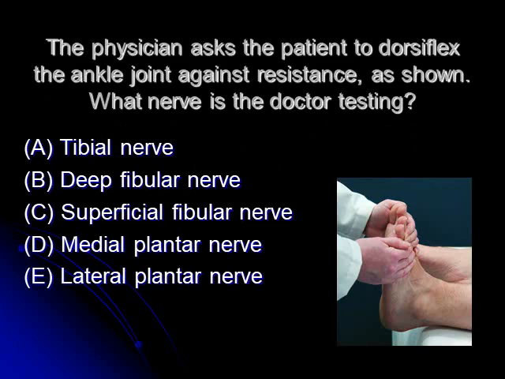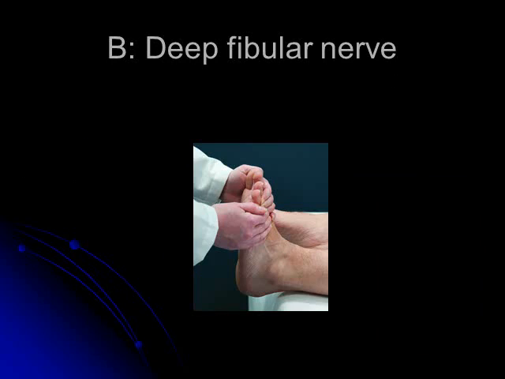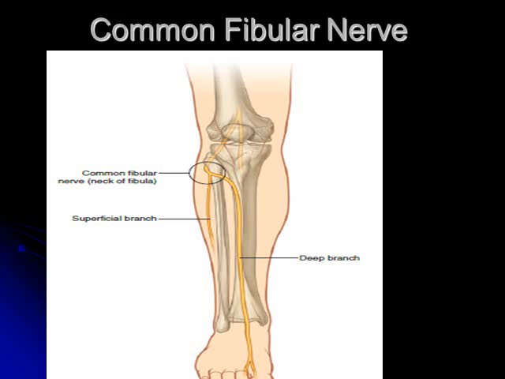The physician asks the patient to dorsiflex the ankle joint against resistance. What nerve is tested? Dorsiflexion is done by the muscles in the anterior compartment of the leg, like tibialis anterior. It is supplied by the deep peroneal nerve, also known as deep fibular nerve. The deep peroneal nerve is a branch of the common peroneal nerve.